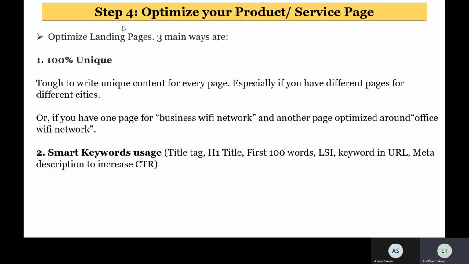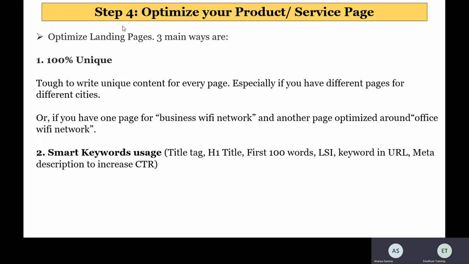So this is just one example. Suppose you have a page for business Wi-Fi network, another page optimized around office Wi-Fi network, so you have to think how you would bring uniqueness in both the pages. That is a bit tricky. That only your content writer can do, but he or she would find a way. Now second is basically the content should be unique in any case.